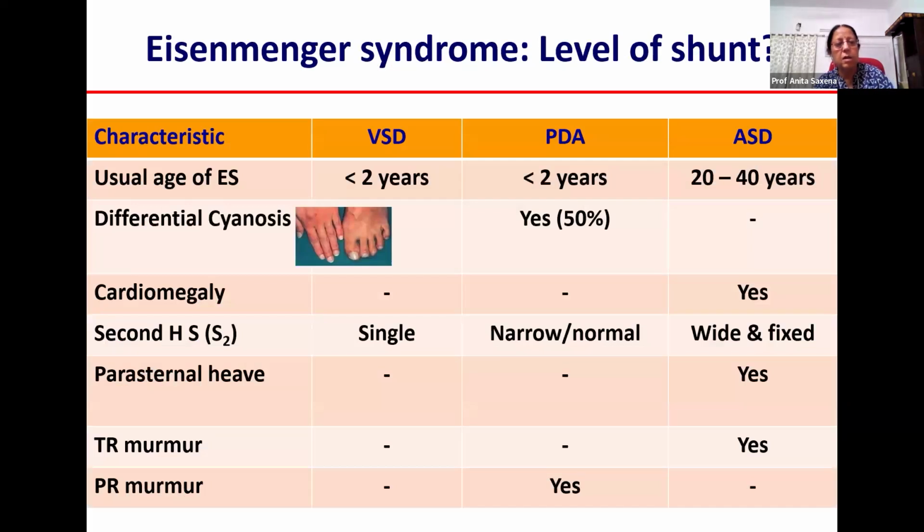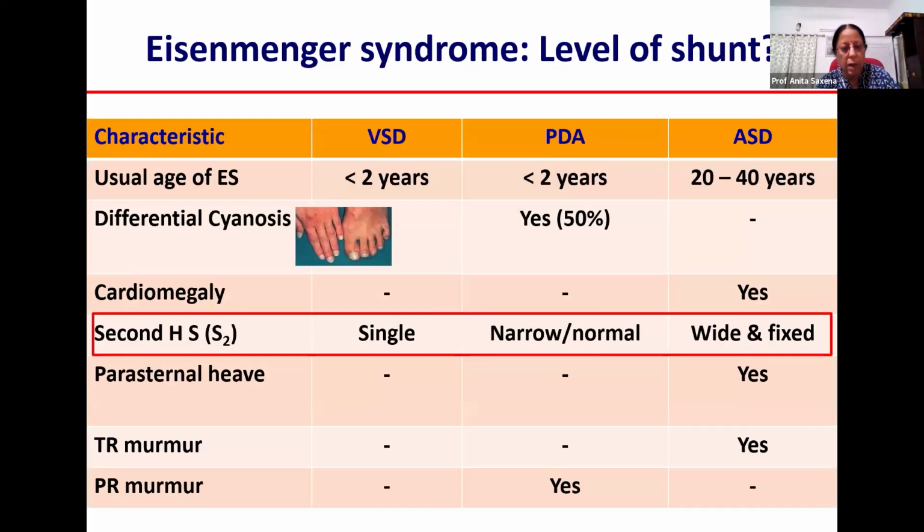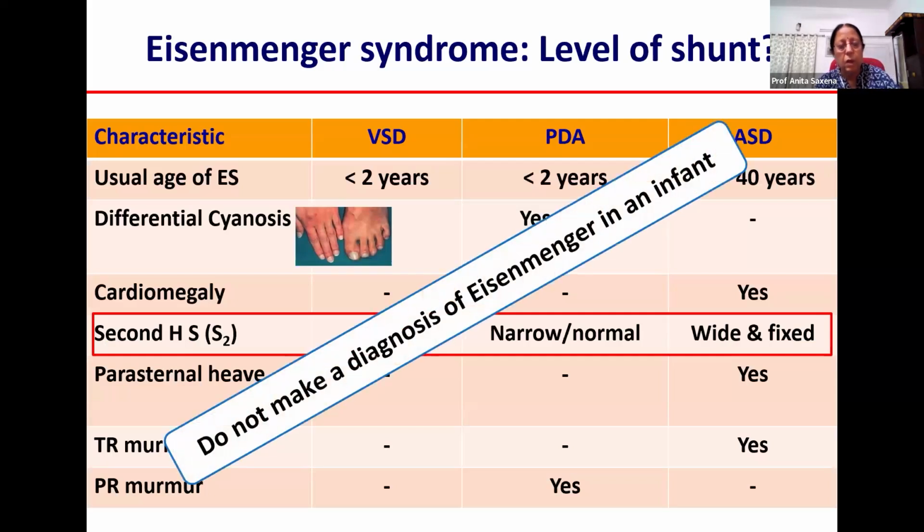And this also we discussed, that to decide where the level of shunt is, we depend primarily on the second heart sound. This is what the Paul Wood series has taught us for ages now. And of course, if you are lucky and you have differential cyanosis, then you can make a diagnosis of PDA. Cardiomegaly is a hallmark of ASD only. But please, do not ever make a diagnosis of Eisenmenger syndrome in anybody who is less than 2 years of age. If you are suspecting it, then you must catheterize and be very sure that this patient is inoperable.